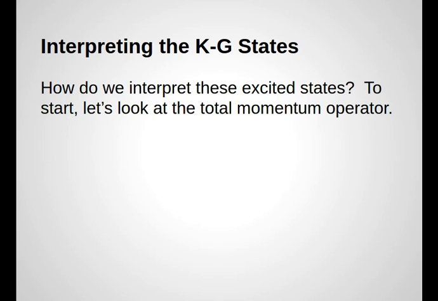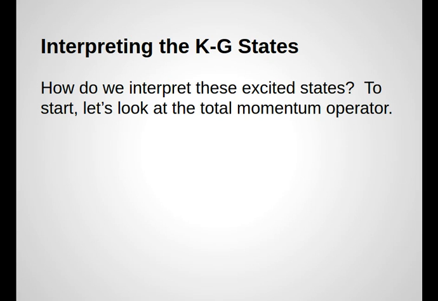All right. So we know how to build these states, and so we know what the form of the Hamiltonian is. We know what the eigenvalues are now, and now we want to ask ourselves, how do we interpret these states? And to do that, let's look at the total momentum operator.